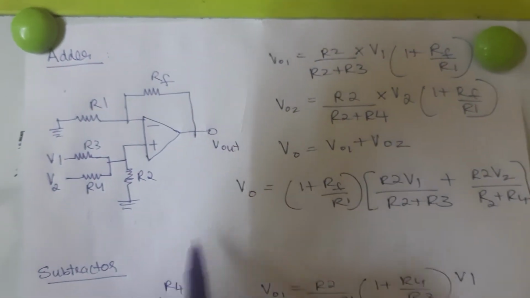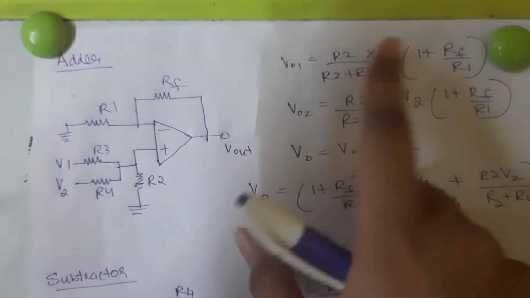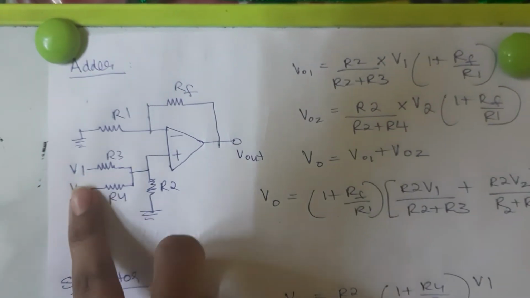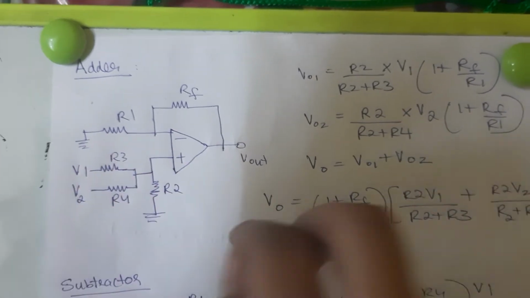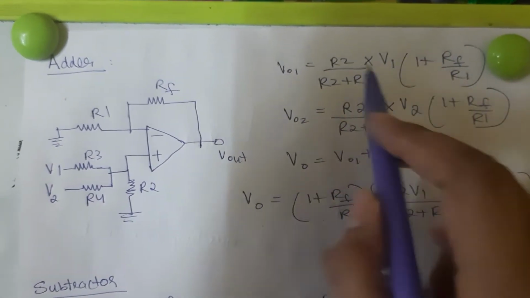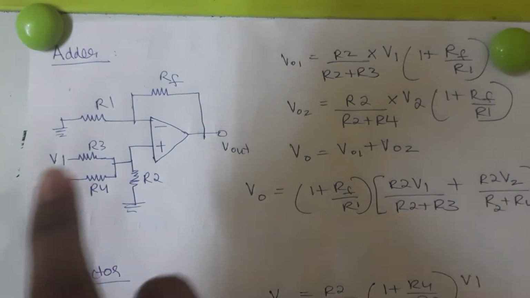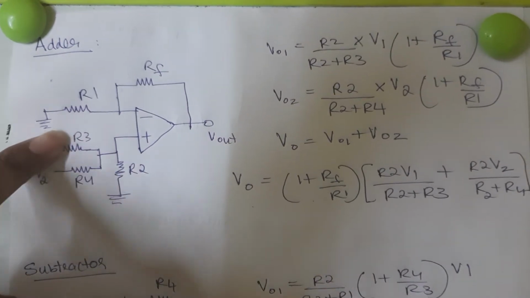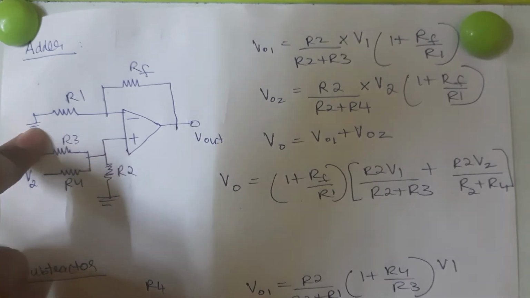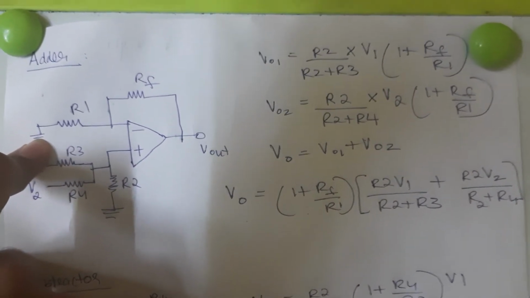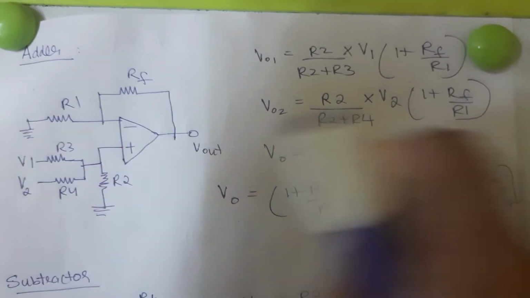Now let's see, applying superposition theorem, when I have only V1 acting, my Vout1 will be R2 by R2 plus R3 into V1 into 1 plus RF by R1, which is the gain of this amplifier. Same way, when V2 is acting, I will ground V1 and my Vout2 will be R2 by R2 plus R4 into V2 into 1 plus RF by R1.